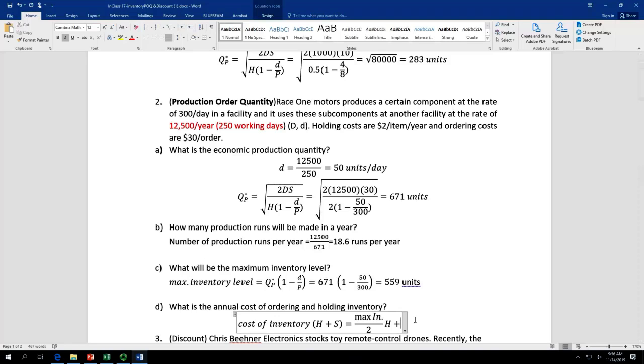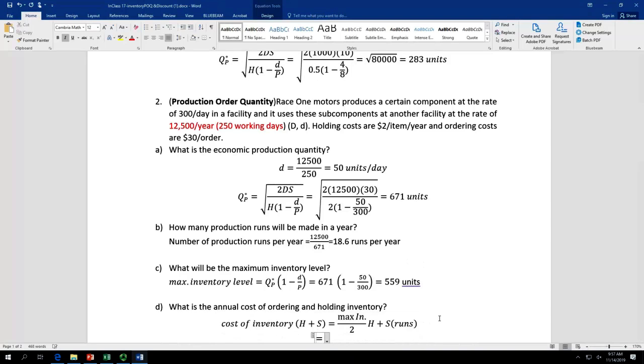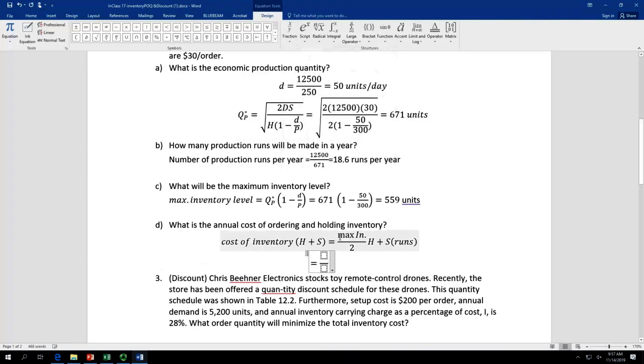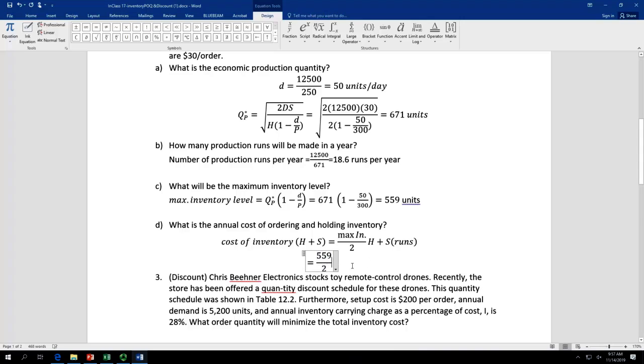It is setup cost times the runs. So I just write over here, and then put the formula here equals to maximum level 559 divided by 2, plus times the holding cost. The holding cost is $2, plus how many runs? 18.6 runs, and then the ordering cost is 30. So the yearly total cost of ordering and holding inventory cost equals $1117.9.